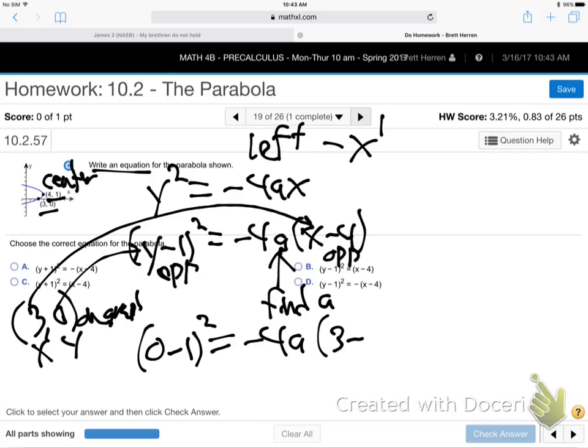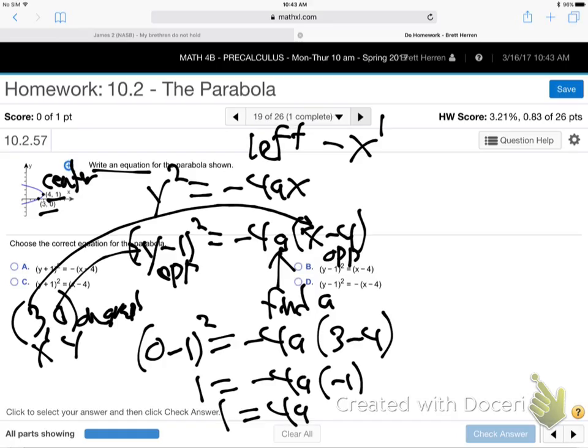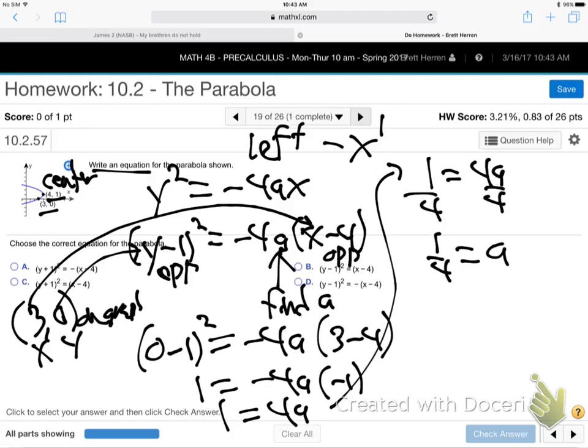And what was x, 3? That's got to be true, huh? So I can solve for A. This is negative 1 squared. This is 1. This is negative 1. That's 4a is 1. Right? Divide by 4. A is a fourth. So what's my equation?